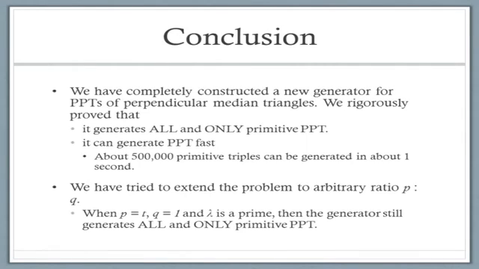And then we want to extend our problem to arbitrary ratio P to Q. And we find that when P equals T, Q equals 1, and when lambda is a prime, the generator still keeps the nice property that a bijection can be constructed.